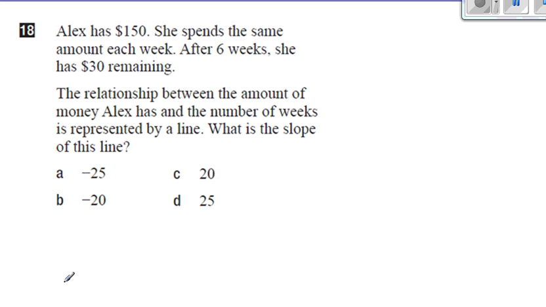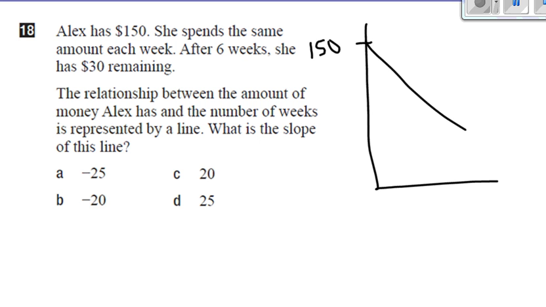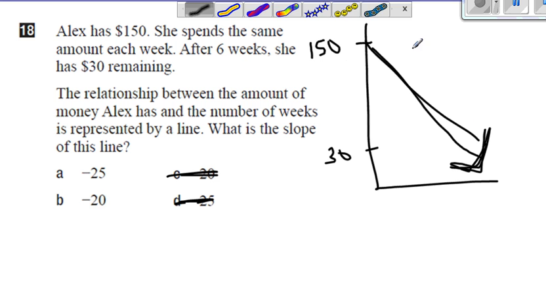Well, think about this question first of all. It's the relationship between the amount of money she has and the number of weeks. She started off with $150, but she keeps spending it, so she keeps having less and less money. Therefore, this has to be a negative slope because she's losing money. So before I do any math, I'm going to cross C and D off because it's a negative slope. She's losing money, not gaining it.